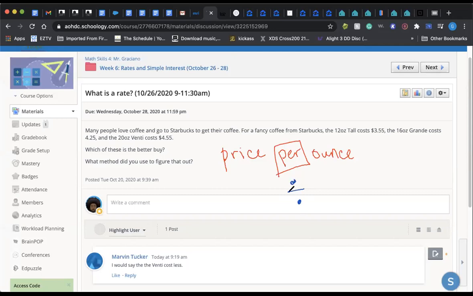And the reason we should know that we're going to divide is because we don't want a bigger number. We already have a pretty large number. We're trying to make it smaller. We're trying to figure out how much we're spending per ounce. So we're going to take our price and divide it by the ounces. Whenever we're looking for a rate, we are more than likely going to be using division. A rate is really going to indicate to you that we're working with division.